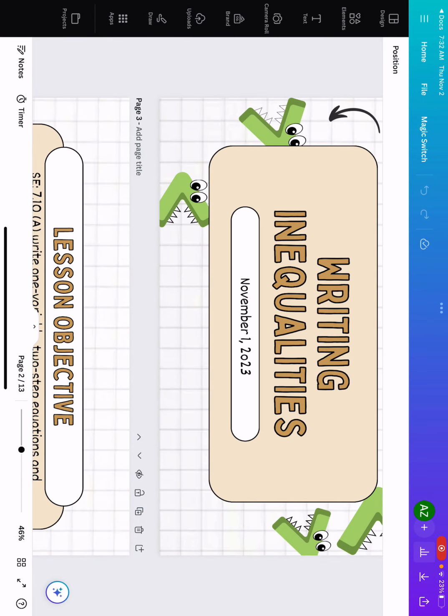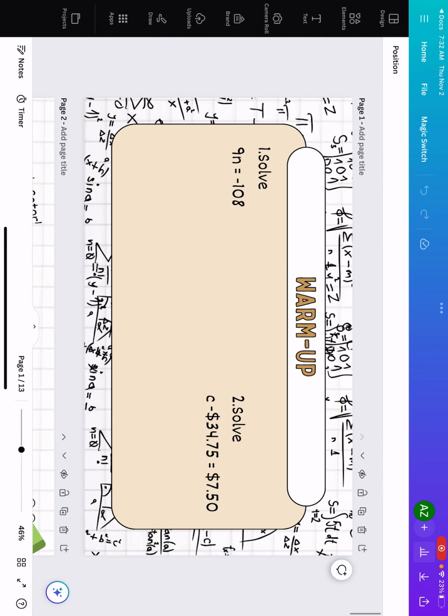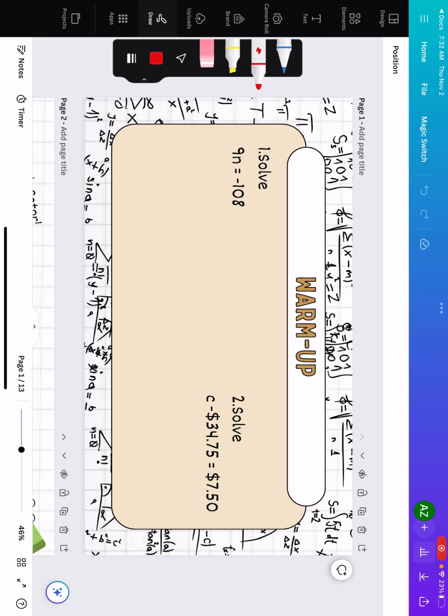Okay, today we're going to be talking about writing inequalities. So take some time to solve for the warm-up. Just some quick reminders. Before you start, separate your equation, draw your line.